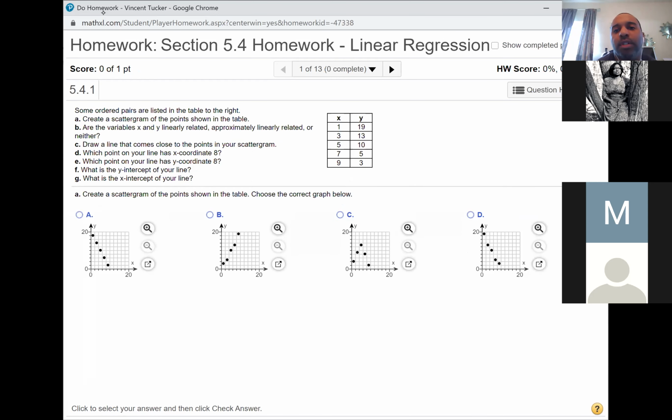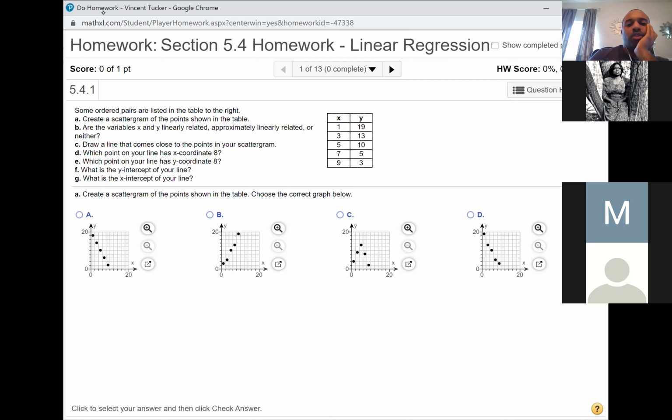So 5-4, linear regression. Once you create a scatter diagram, it's pretty much just plotting these points and giving yourself something to analyze when it comes to comparing data sets. So in statistics, you can use a scatter diagram. Notice that it's only in quadrant 1. We only use quadrant 1 to graph these points. Most of the time when you're looking at scatter diagrams, you're only using that first quadrant.